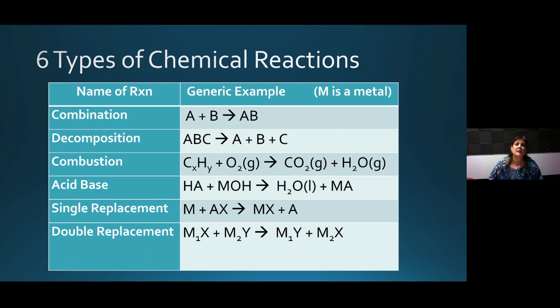The metal's going to take the place of A if it's more active. We'll talk about that later. And you'll make MX, a metal and a nonmetal. Check your charges, plus whatever A is. So metal plus some sort of compound. The metal may be able to replace A and join with X, making MX. Check your charges. It's a metal and a nonmetal.